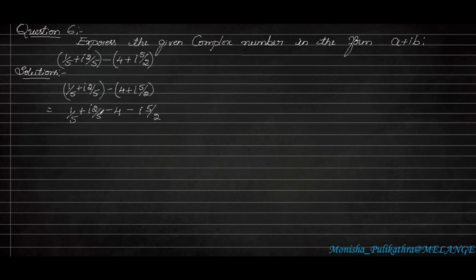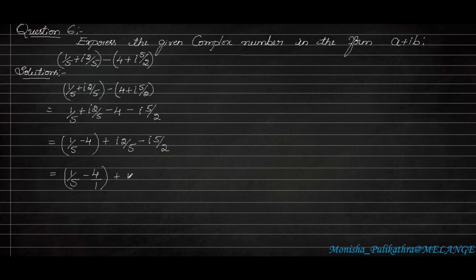So next we have to group the real part to one side and the imaginary part to the other side. So here it will become 1/5 minus 4, plus i(2/5 minus 5/2). So 1/5 minus 4 plus i(2/5 minus 5/2).